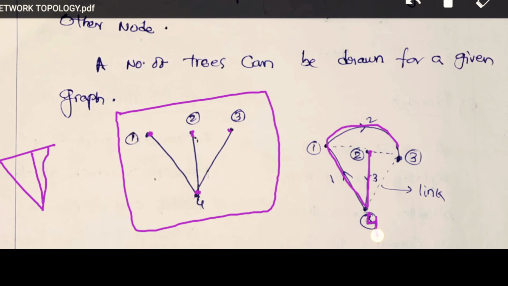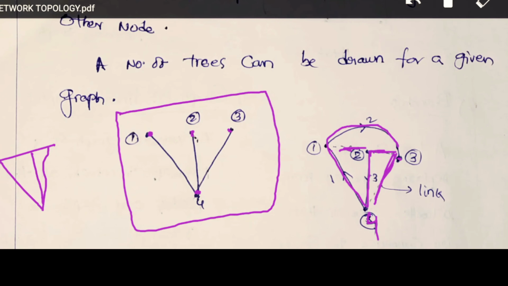The connected nodes are 2 to 4, 4 to 1, and 1 to 2. This is a tree. There is no closed path. A subgraph is divided into a tree and a co-tree. What is a co-tree? The remaining ones are called links.